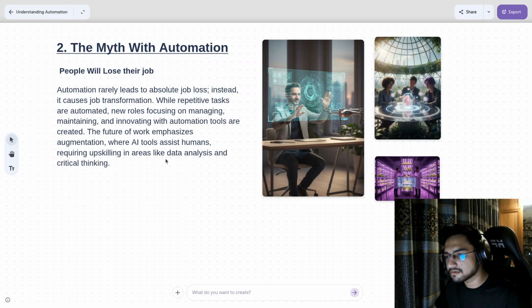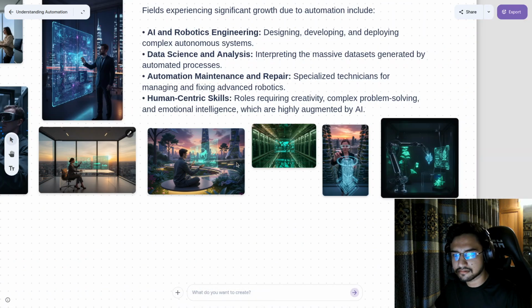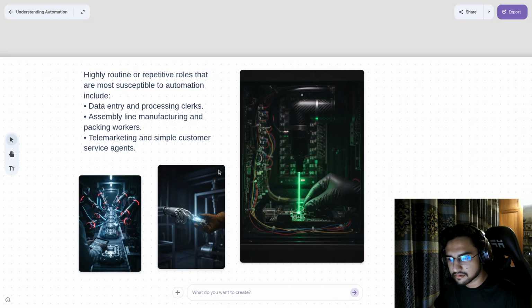Why? Because let's go here. Okay, tasks that are highly routine or repetitive roles. What can these tasks be? Data entry and processing clerks.